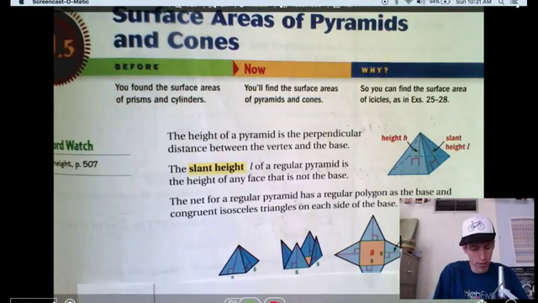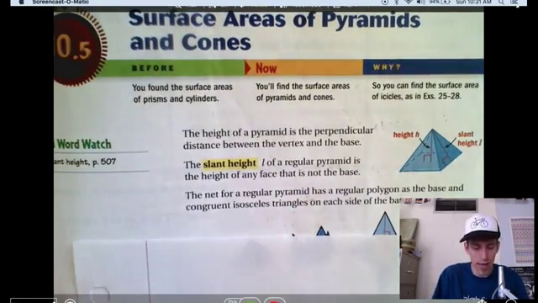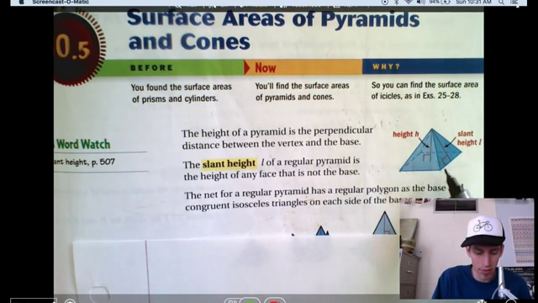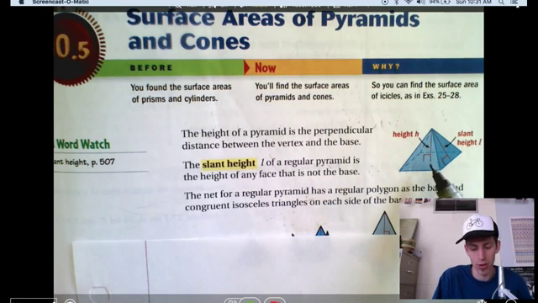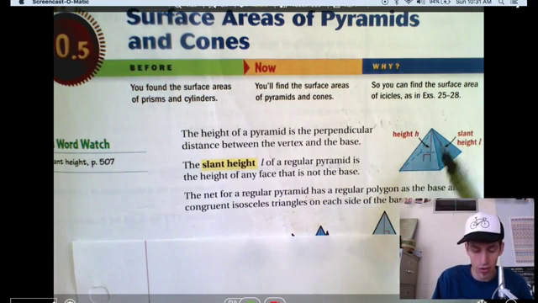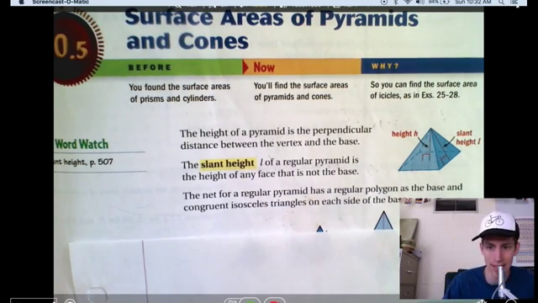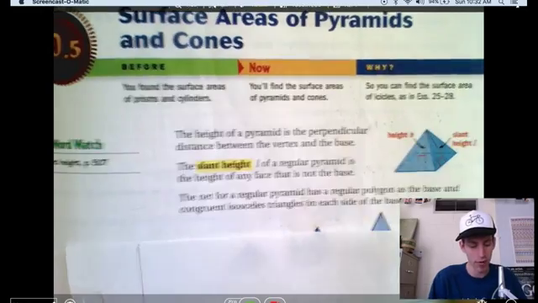Surface area of a pyramid. Let's just remember that a pyramid, this is a typical pyramid like you would see in Egypt, right? It's got a square base and triangular sides. But not every pyramid has to have a square base. It could have a triangular base, and it would still have triangular sides. It could have a hexagon base, and it would still have triangular sides. So all pyramids have triangular sides, but the base could be any number of shapes.